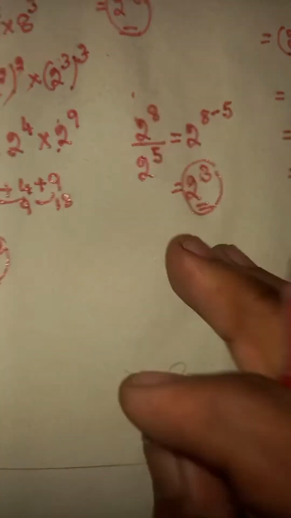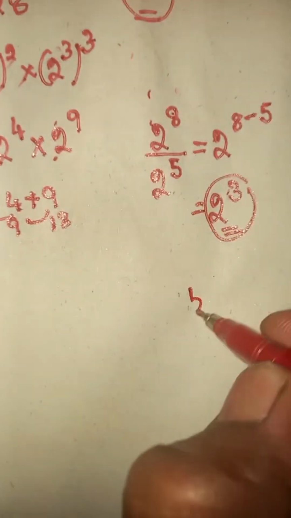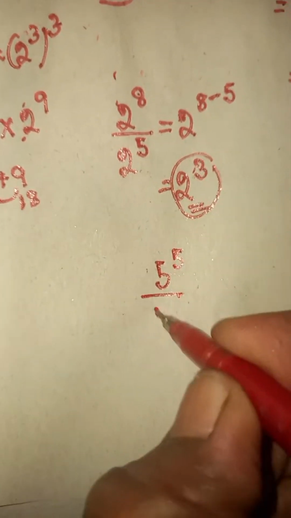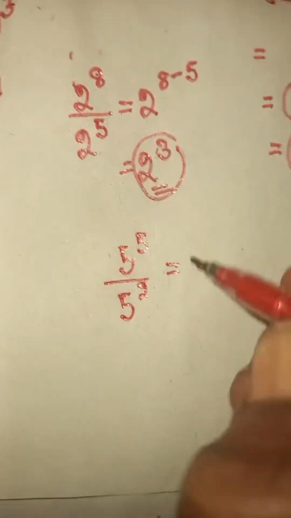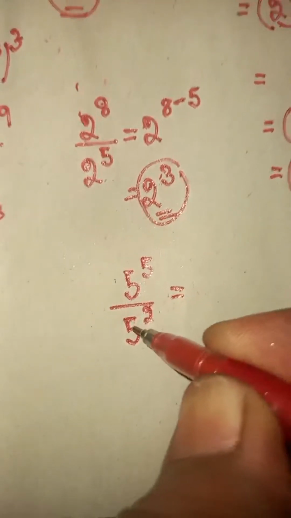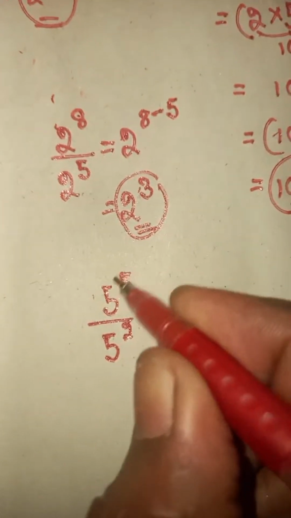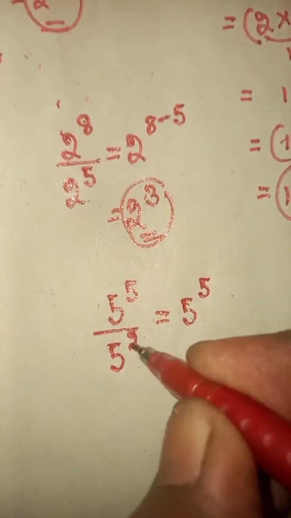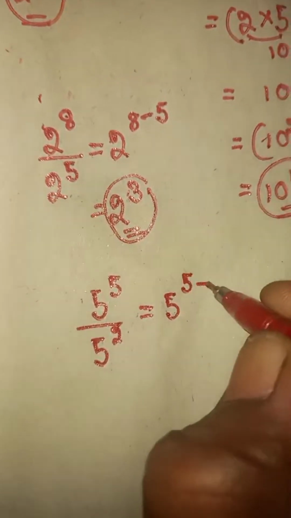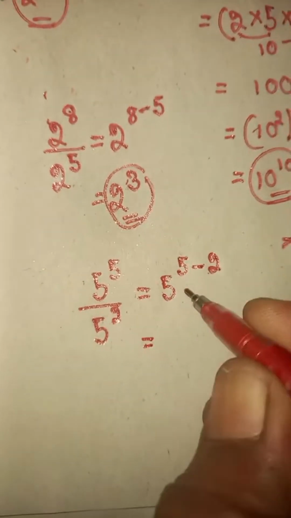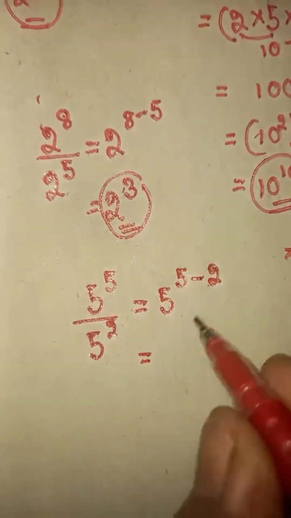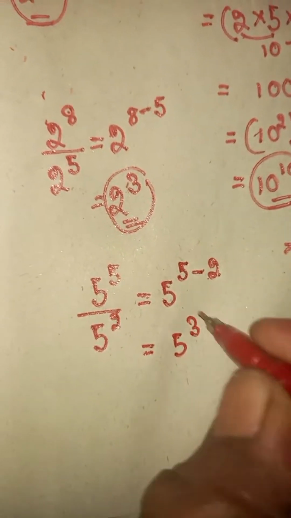Let's take one more problem. Here they are giving 5 power of 5 divided by 5 square. Now above also the base is 5, below also the base is 5. So take 5 as the common base, and the numerator power remains positive. When the denominator comes above, it becomes negative 2. So this number is nothing but 5 minus 2 is 3. So it is 5 cube.